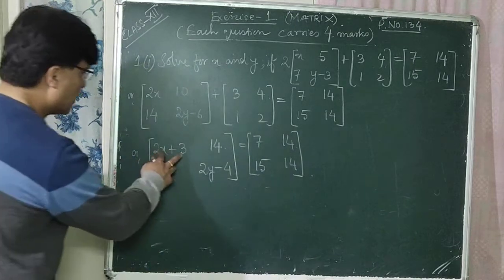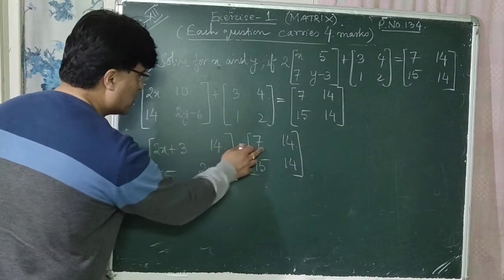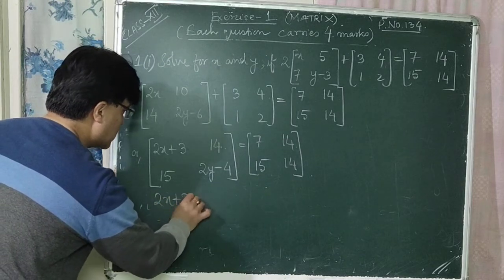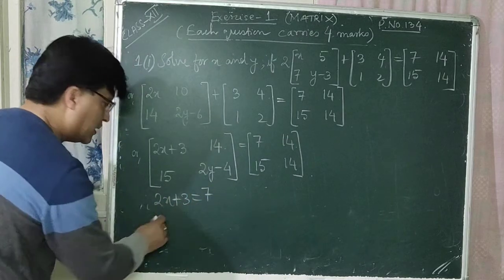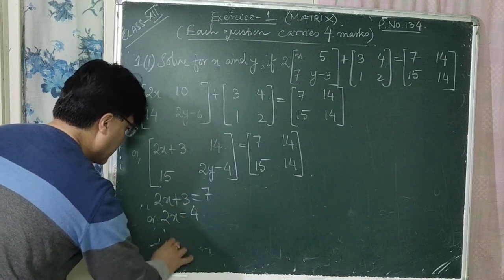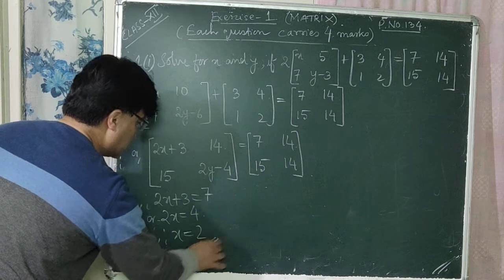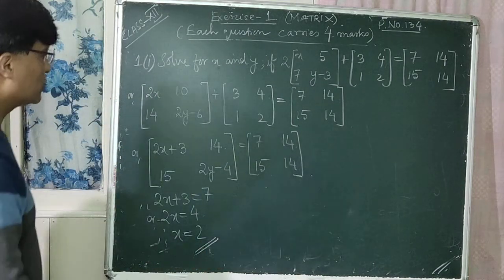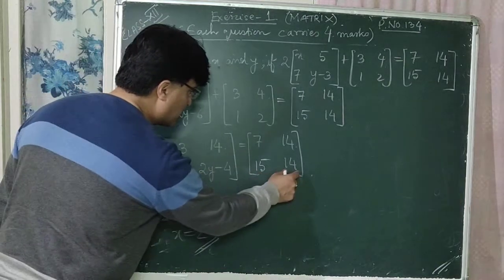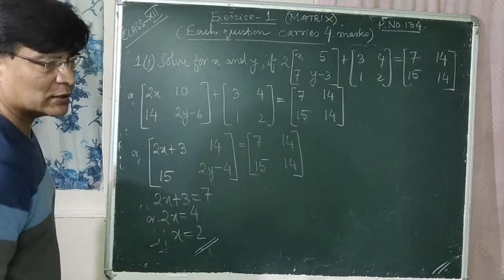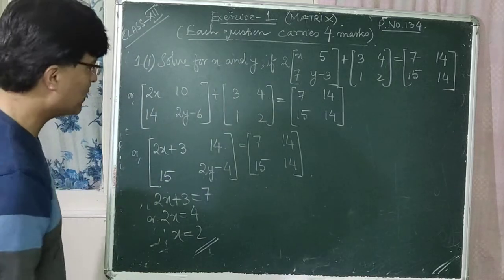Now we can equate 2x plus 3 with 7. These two numbers must be equal. Therefore 2x plus 3 is equal to 7, right? Or 2x is equal to 7 minus 3 is 4. That means x is equal to 4 by 2 is 2. So we have got the value for x. So again these two numbers must be equal.